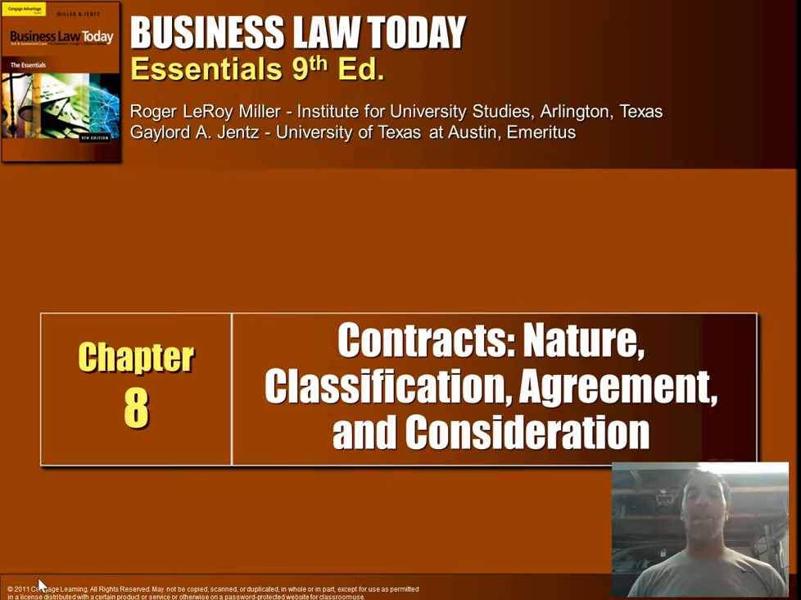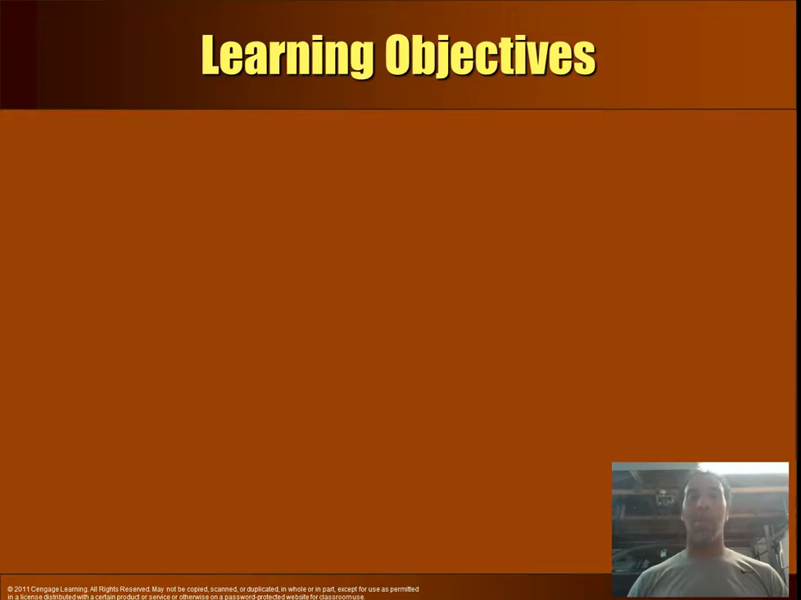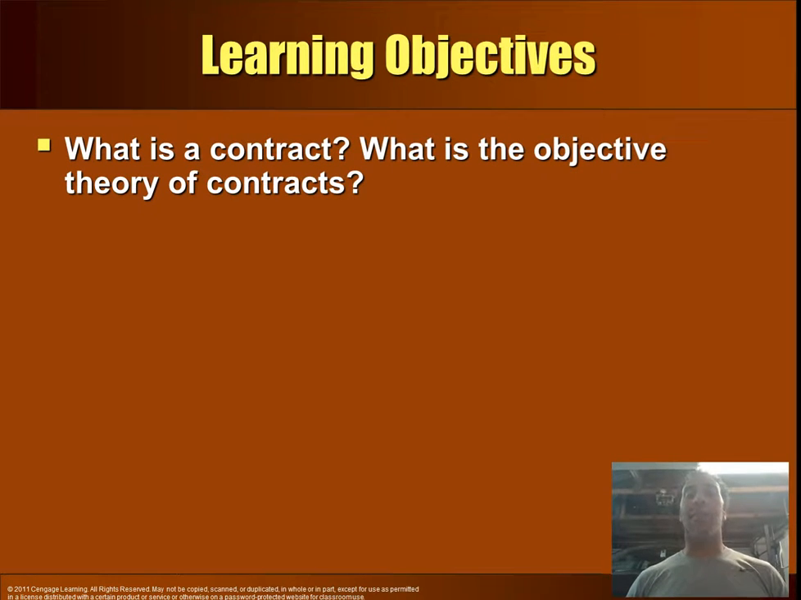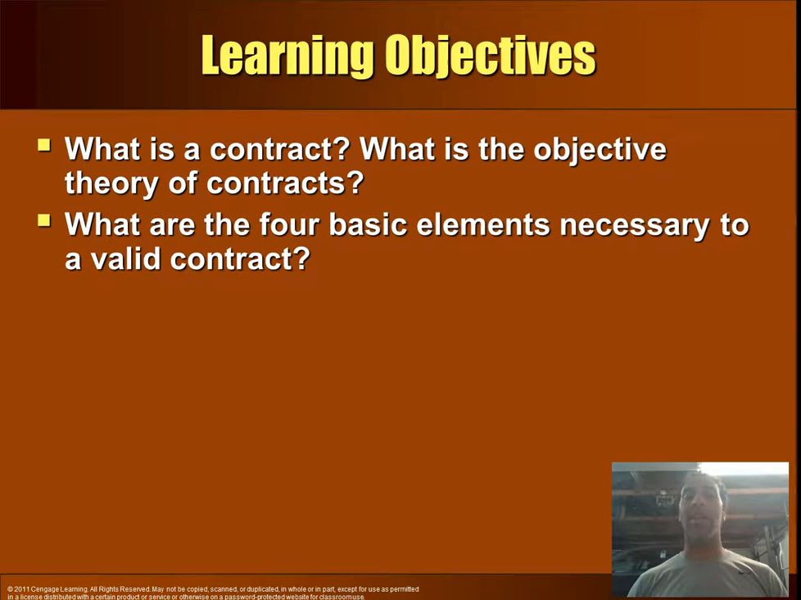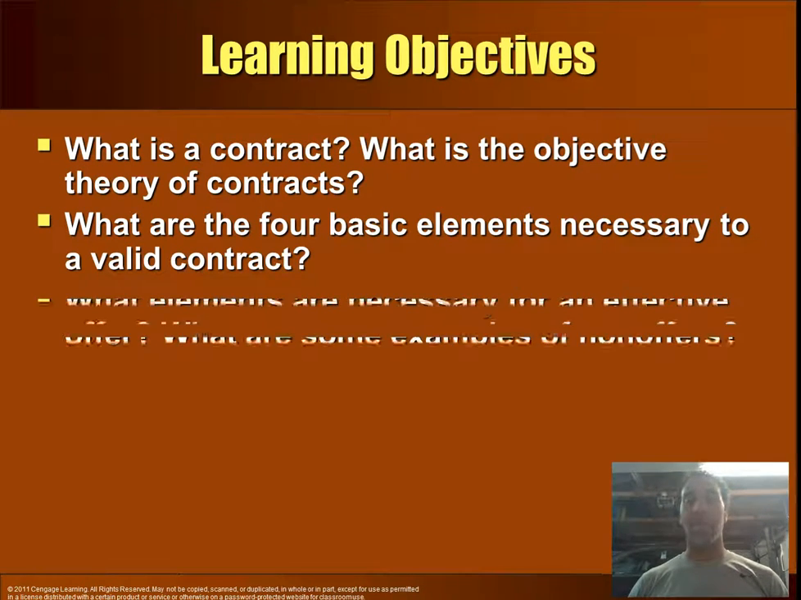This is Business Law. In Chapter 8 we're discussing contracts, the nature, classification, agreement, and consideration, all that goes into contracts. Our learning objectives for the chapter: what is a contract? What is the objective theory of contracts? What are the four basic elements necessary to a valid contract? Like, does someone have to be a sane individual? Do they have to be a certain age?